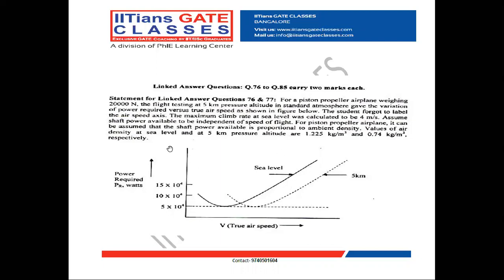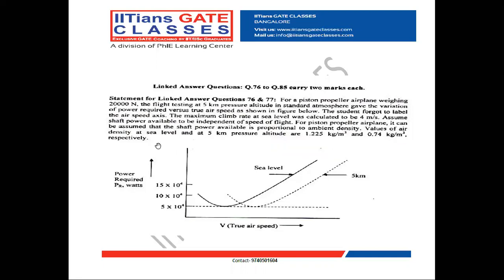That is, they are given a power required versus true airspeed curve in this figure. The maximum climb rate at sea level was calculated to be 4 meter per second. That is, the maximum rate of climb is 4 meter per second. Assume shaft power available to be independent of speed of flight. For a piston propeller airplane, it can be assumed that shaft power available is proportional to ambient density.